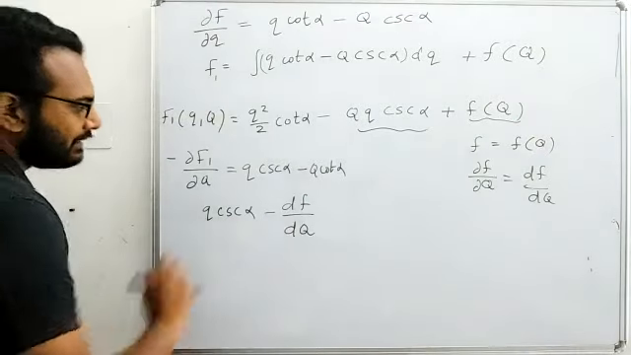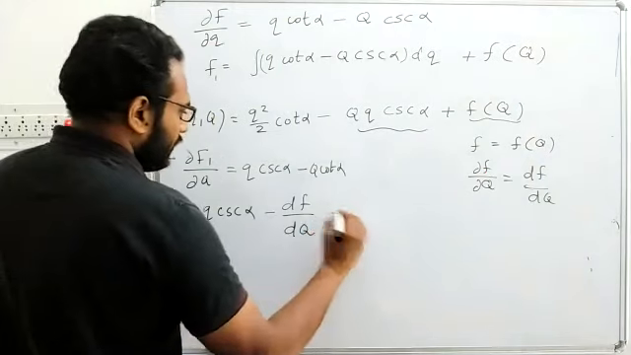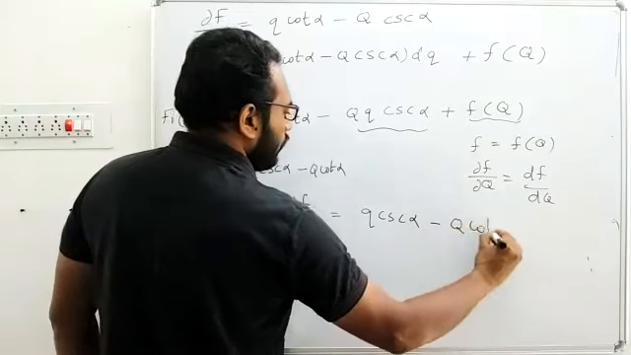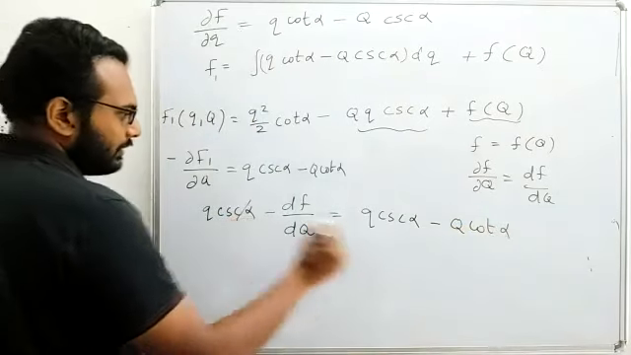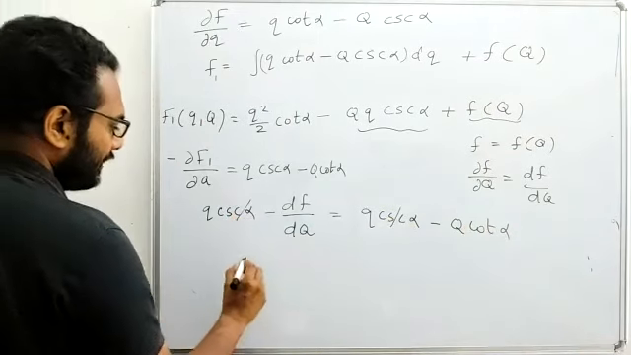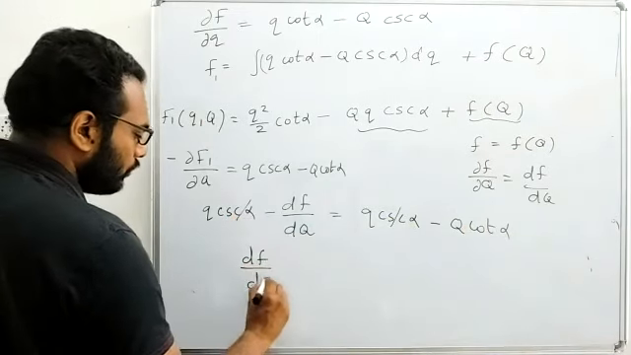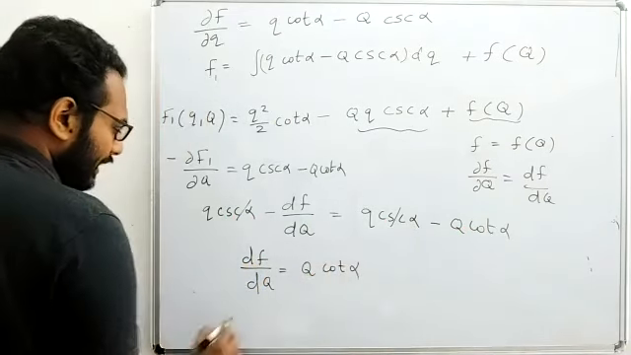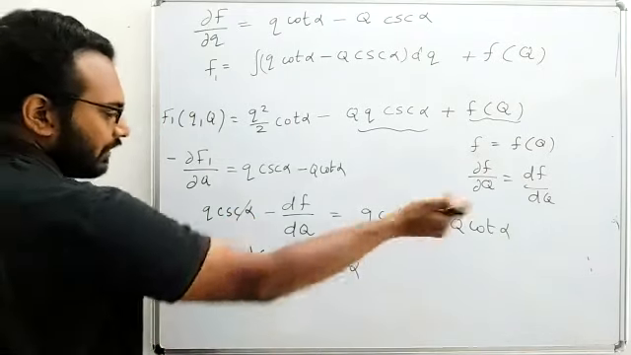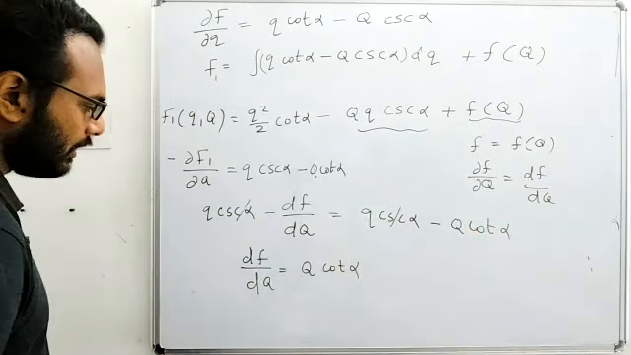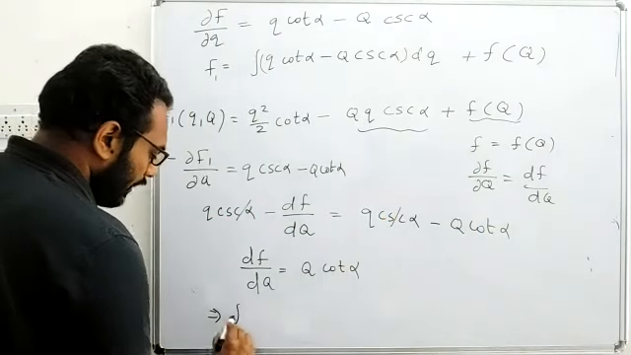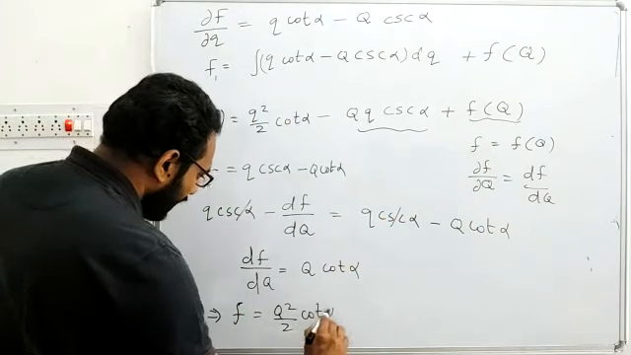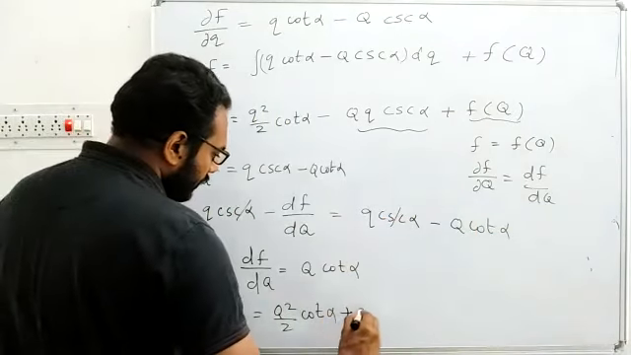So Q cosecant alpha minus dF by dQ is equal to Q cosecant alpha minus Q cot alpha. You see that these two terms will get cancelled, and we still have dF by dQ equal to Q cot alpha, which means that you have to integrate this. This integration is straightforward. You will have an extra constant, but that you can set equal to 0. So this means that small f is equal to Q square by 2 cot alpha plus some constant of integration.